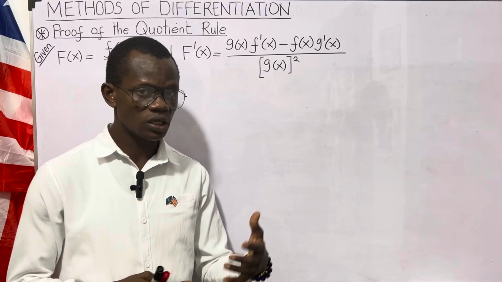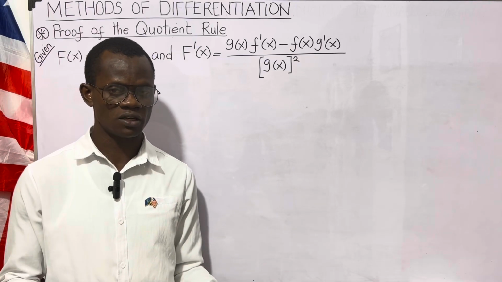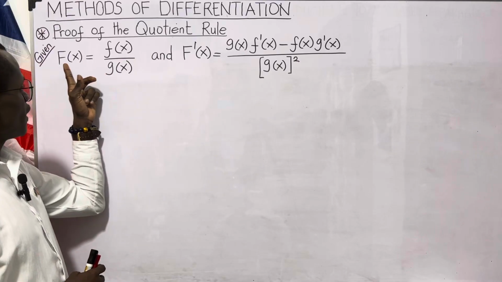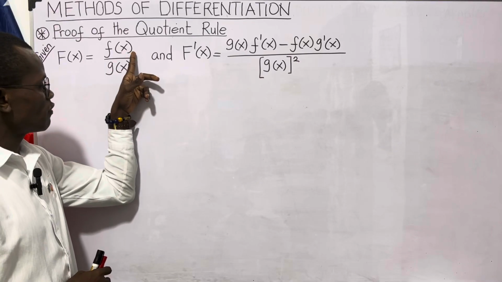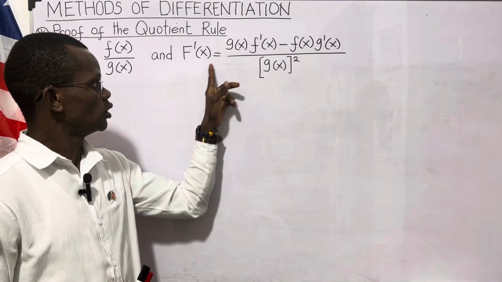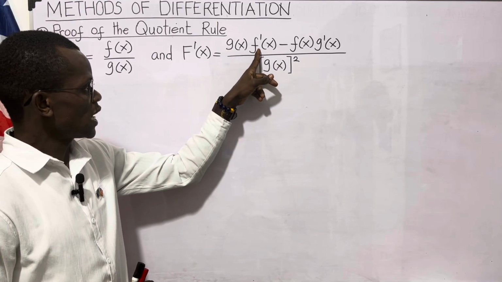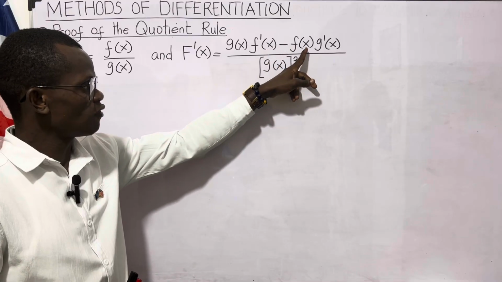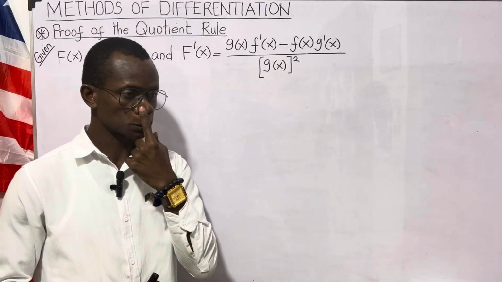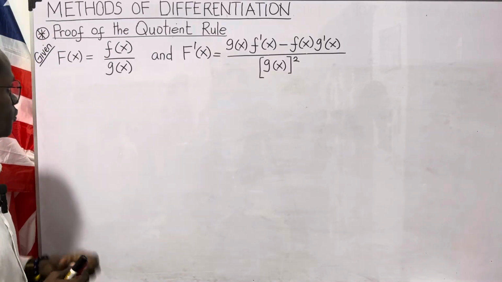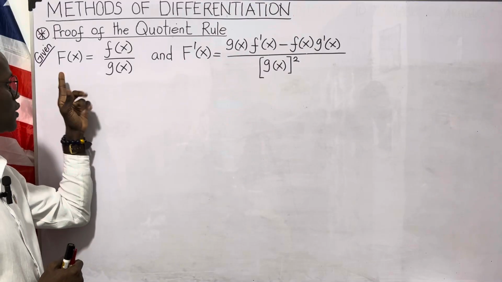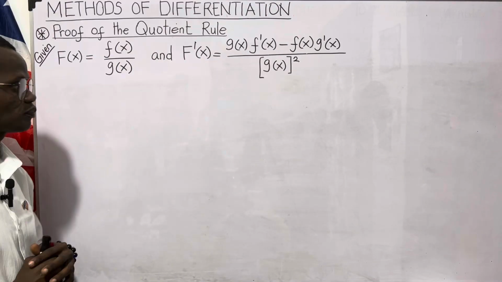Since we know the definition of the first principle of derivative, we're going to use that definition to show that if F of x is equal to small f of x divided by small g of x, F prime of x is equal to g of x times f prime of x minus f of x times g prime of x, all divided by g of x squared. So this is what we're going to prove. We want to prove that this is actually equal to this, right? The derivative of this F function is equal to this.